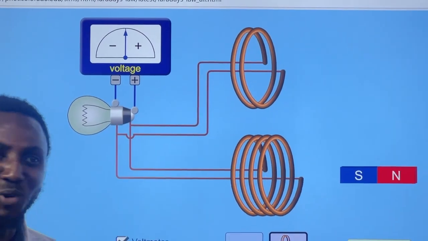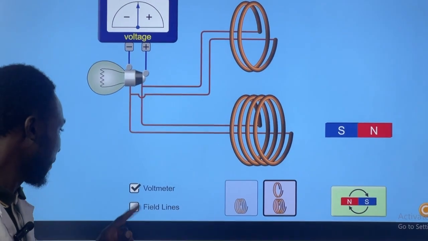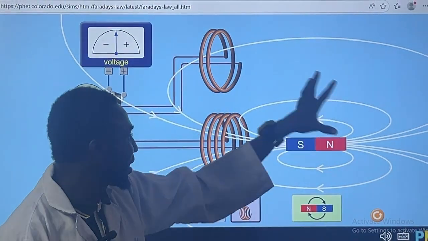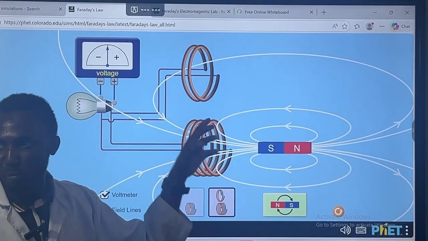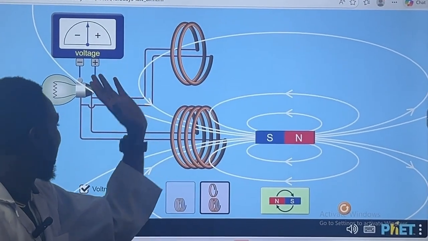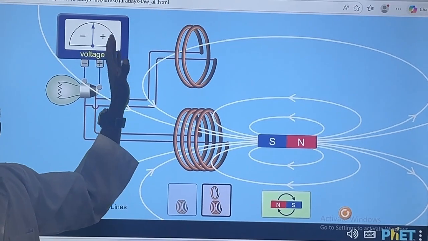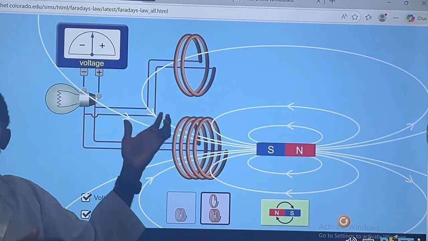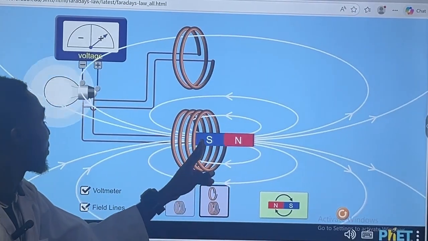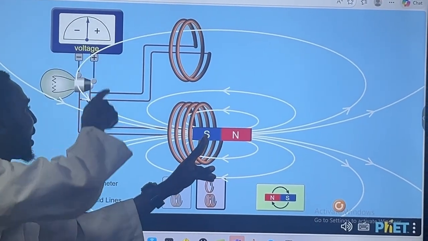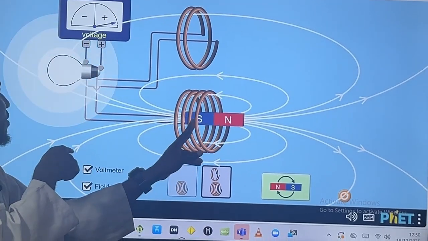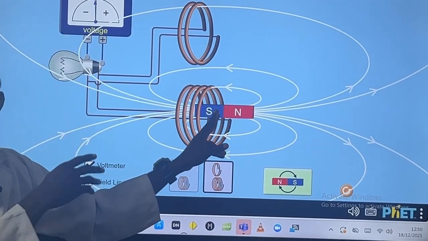Let me also introduce the field lines or the flux lines. These are what we call the field lines. These are what is interacting with the coil, producing the current. So you can see the field lines, you can see the voltmeter. The voltmeter measures the electric voltage, the induced EMF or the induced voltage in the coil. So look at it. You can see that the pointer deflects. So it's measuring the voltage.